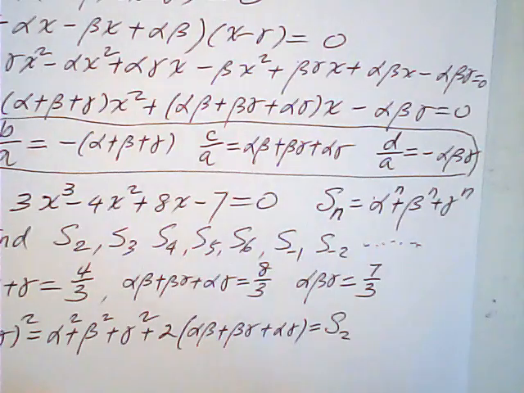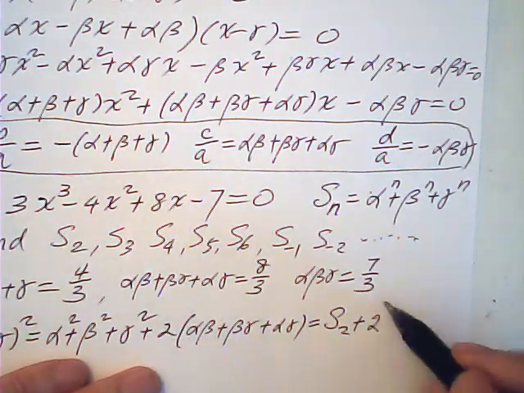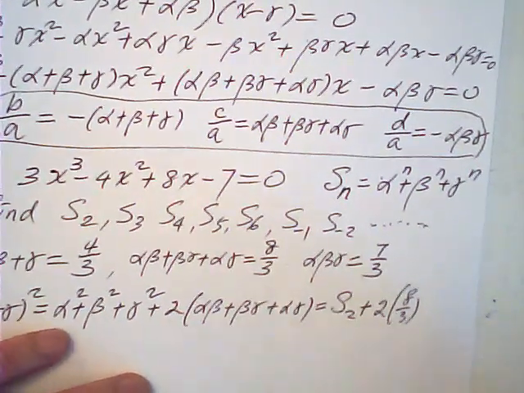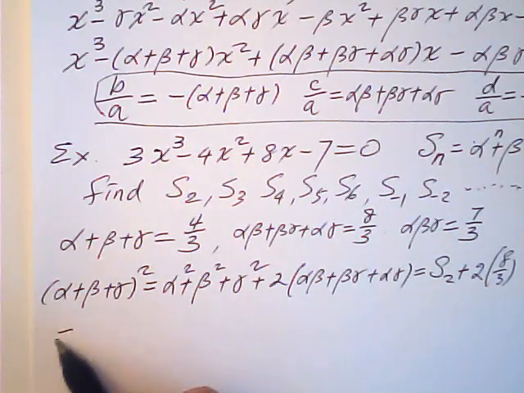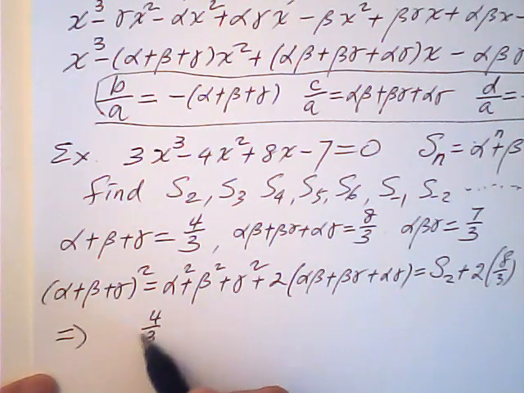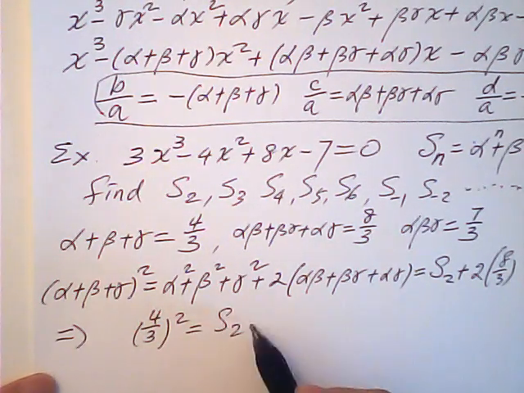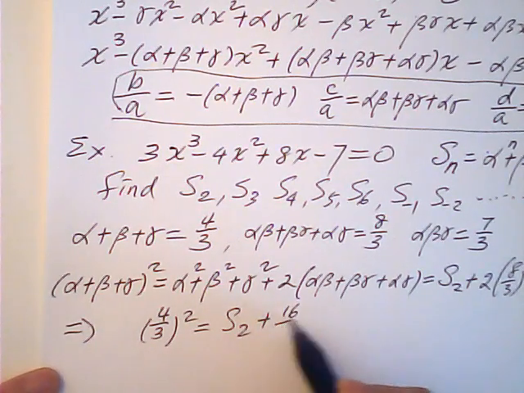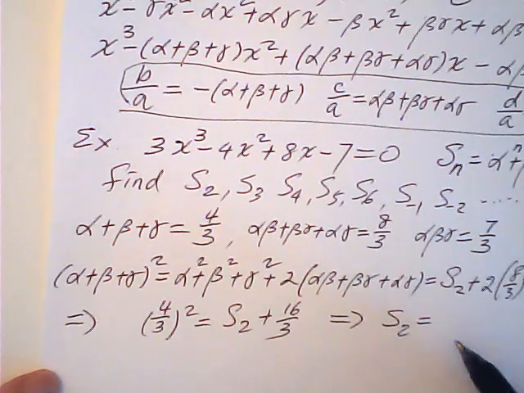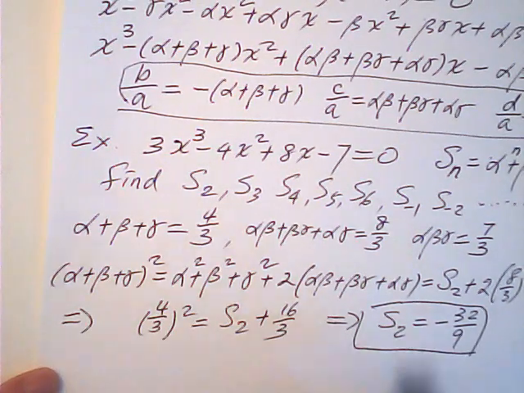This is S2, minus 2 times 8 over 3. Right? This means, therefore, 4 thirds squared is equal to S2 plus 16 over 3. So we can find S2. So S2 is negative 32 over 9. See? We find a value.